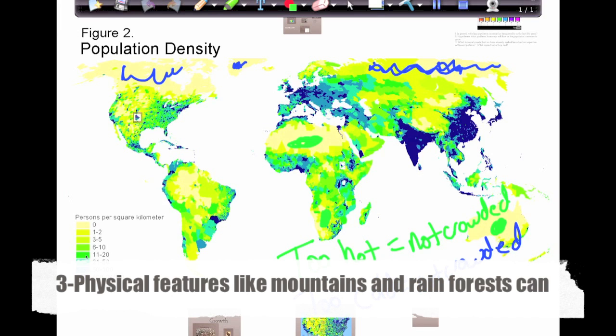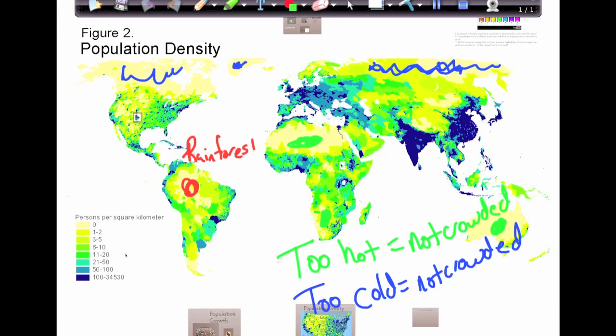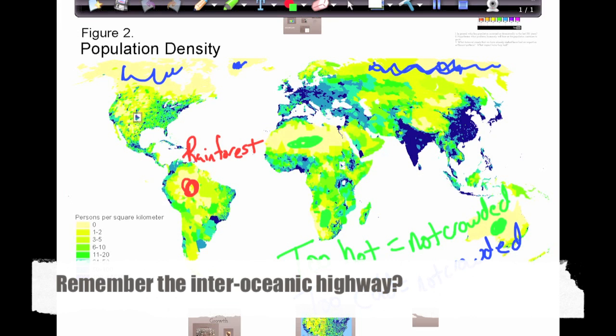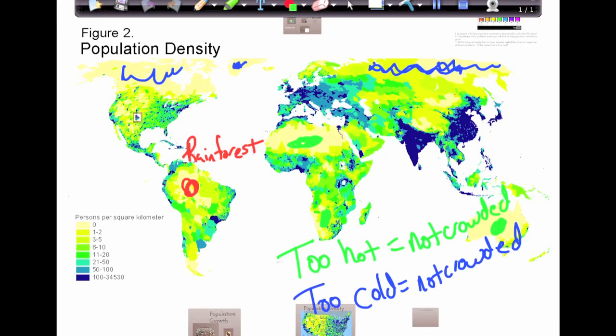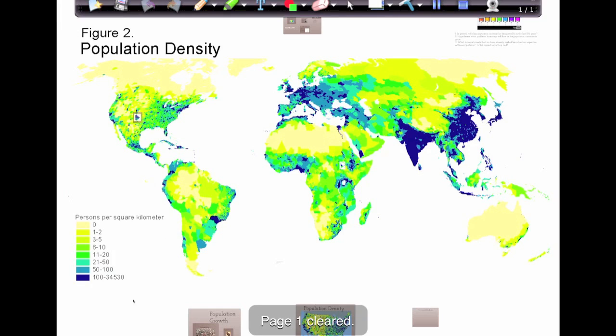Alright, there are some other physical features that people are going to avoid in general, like mountains. You're not going to live in a mountain, or on a mountain, excuse me. Right here where the red is, this is rainforest. There's a rainforest there, so it's not going to be very crowded in the middle of a tropical rainforest. They are building, or they have built, a highway through the Amazon rainforest, so that is going to increase population density.